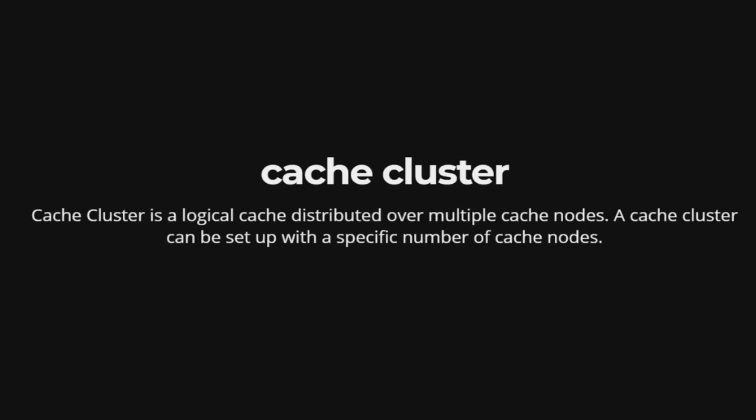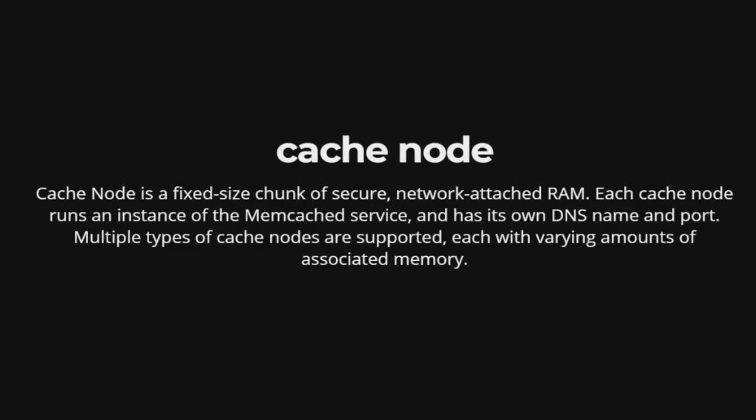Cache cluster. Cache cluster is a logical cache distributed over multiple cache nodes. A cache cluster can be set up with a specific number of cache nodes. Cache node. Cache node is a fixed-size chunk of secure, network-attached RAM. Each cache node runs an instance of the Memcached service, and has its own DNS name and port. Multiple types of cache nodes are supported, each with varying amounts of associated memory.